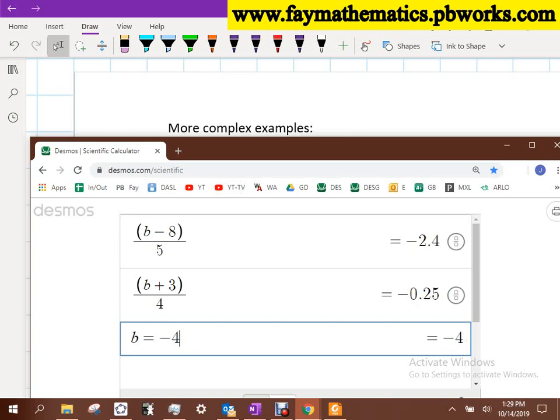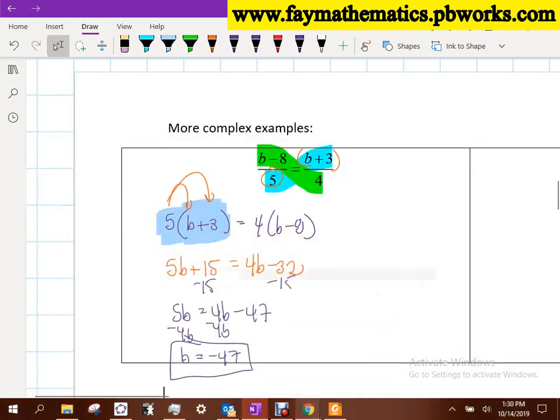Okay. Any other number that I plug in there would give me the evaluation of the left-hand side and the right-hand side at different amounts, and they're not equal. Okay. Negative 47 is the one and only value that I can put there to where I get two equivalent ratios. Okay. Tomorrow we'll continue with some of these harder, more complex examples.